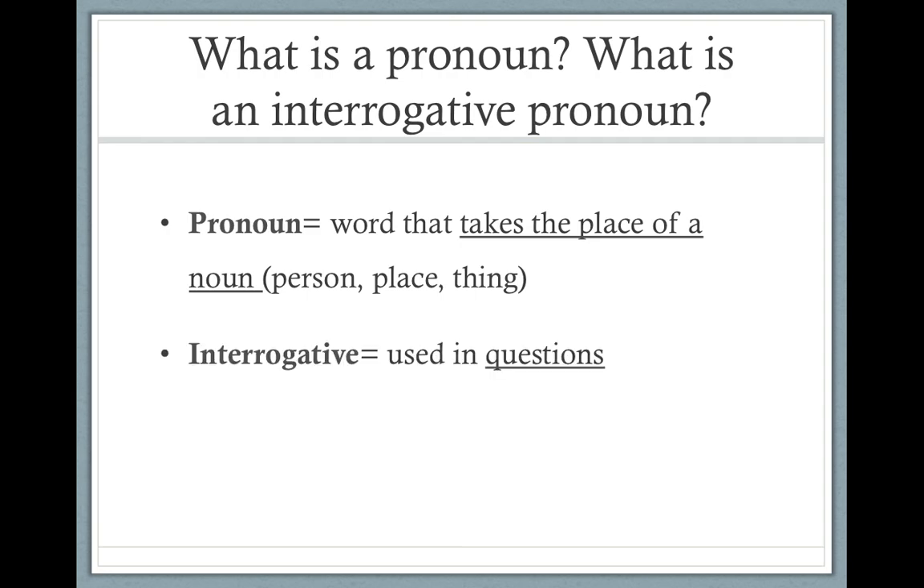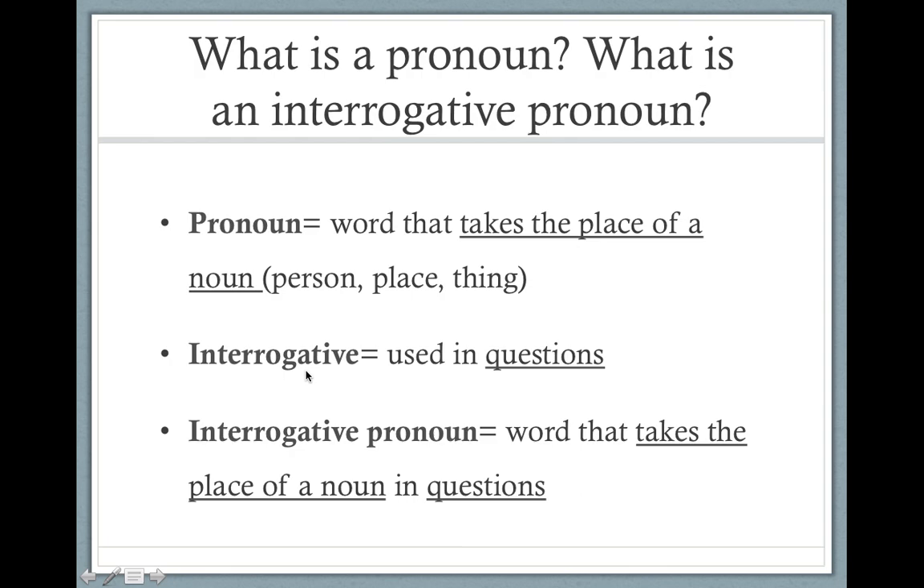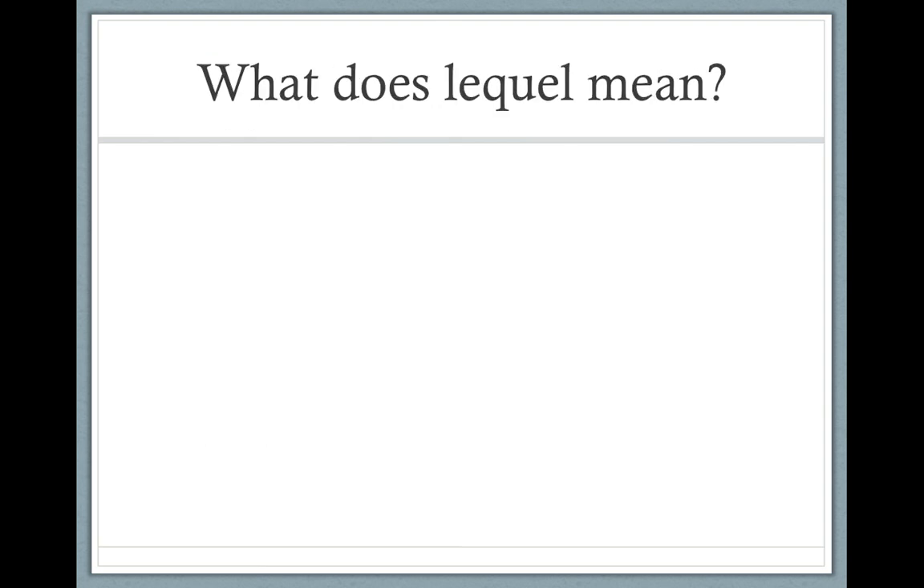And then interrogative means that it's used in questions. We can see this looks very similar to the word interrogation, so that might help us remember it. So then if we put these two definitions together, we'll find out that an interrogative pronoun is a word that takes the place of a noun in questions specifically. So we saw that y and en could be used for either questions or sentences, but lequel can only be used in questions. So what does it mean?